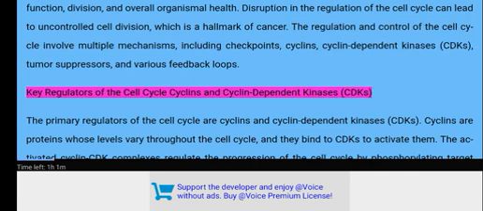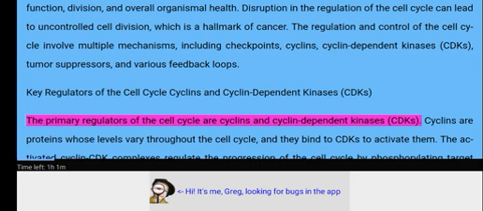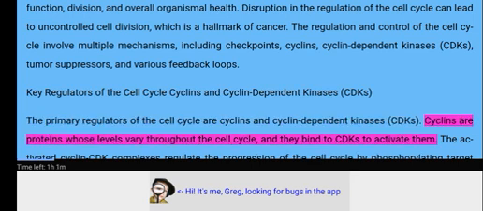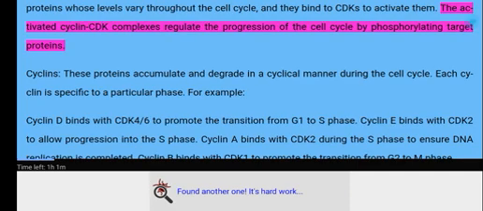Key regulators of the cell cycle: cyclins and cyclin-dependent kinases, CDKs. The primary regulators of the cell cycle are cyclins and CDKs. Cyclins are proteins whose levels vary throughout the cell cycle, and they bind to CDKs to activate them. The activated cyclin-CDK complexes regulate the progression of the cell cycle by phosphorylating target proteins.